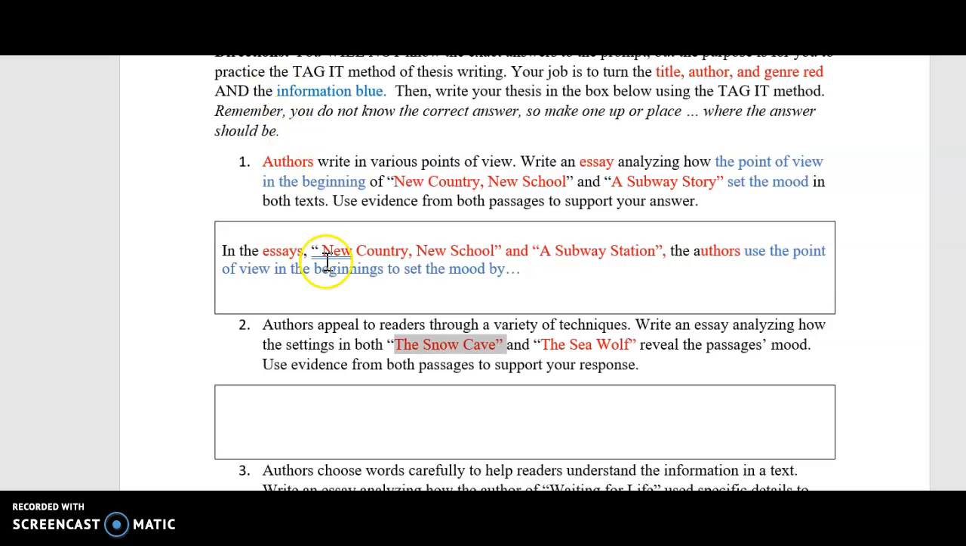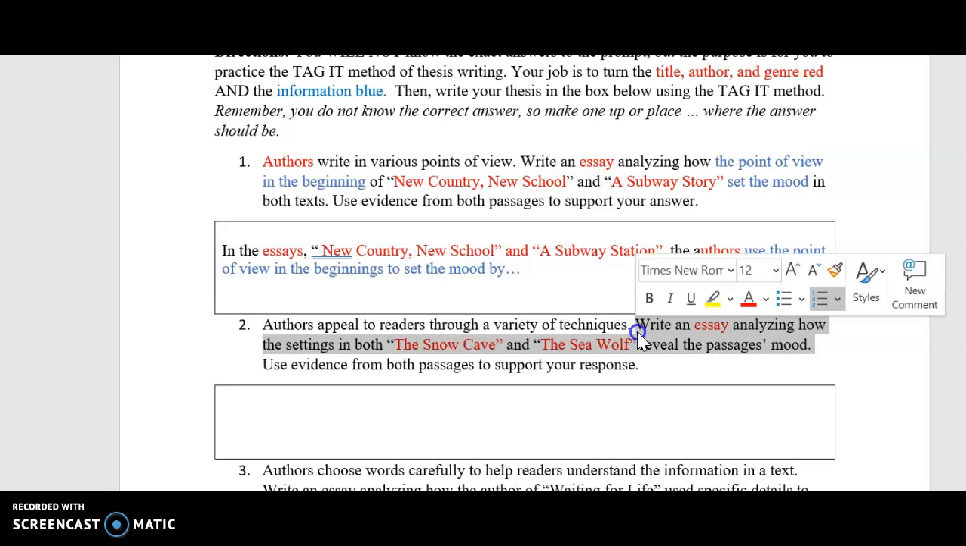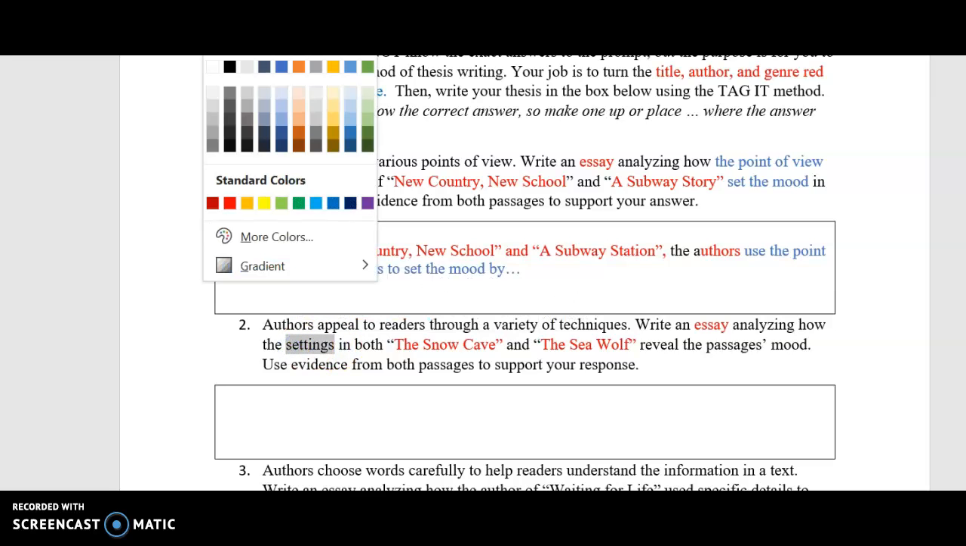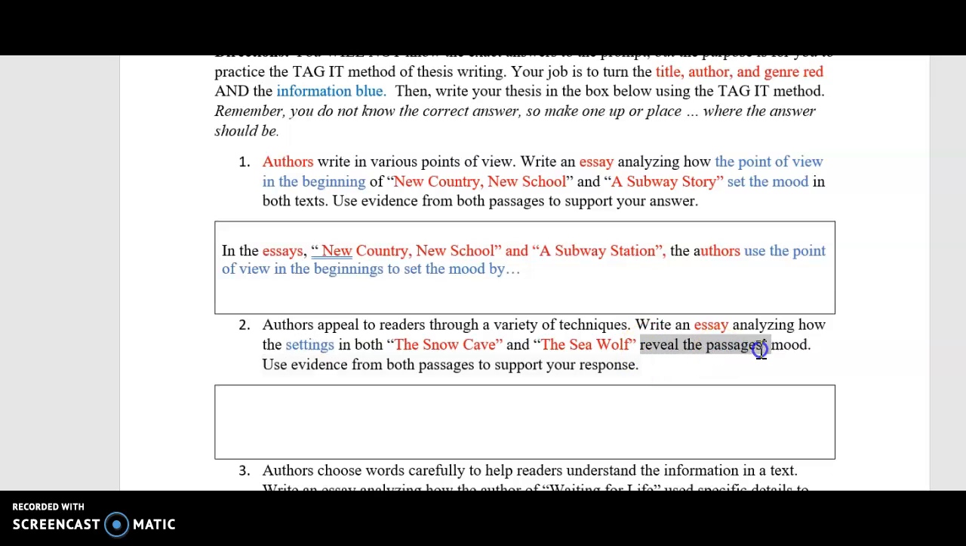We need to look for our author. It doesn't say the author's name, so we can just say the author, because we never want to assume that it is someone else. Do we have a genre? We do not, but it says essay again, so we can use that. And then what information is it asking us to write about? That is only going to be in our second sentence right here. Write an essay analyzing how the setting in both "The Snow Cave" and "The Seawolf" reveals the passage's mood. So how the setting is a keyword, and reveal the passage's mood. Okay, so here we go. We've got to use the red and the blue to write our one sentence introduction.